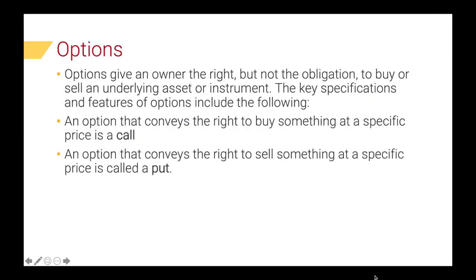Options give the owner the right to buy or sell, but not the obligation to buy or sell, an underlying asset or instrument. The key specifications and features of options include the following. An option that conveys the right to buy something at a specific price is called a call. An option that conveys the right to sell something at a specific price is called a put.